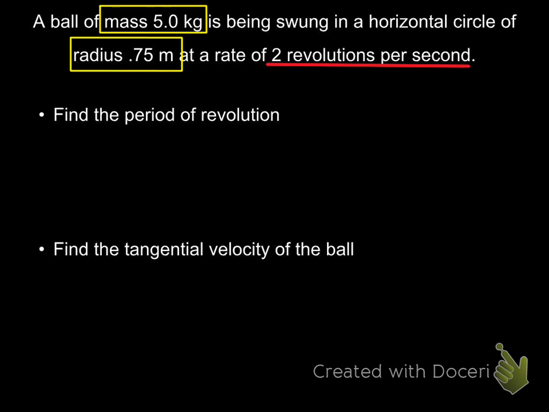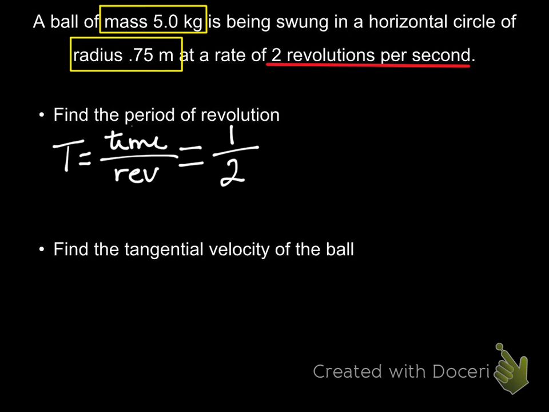So if we look at this first problem, it's asking us to find the period of rotation. Well, we know that period is the time divided by the number of revolutions. Basically, how long does it take the object to go around the circle one time? Well, if we go around 1 second and we can do that twice, then it only takes us 0.5 seconds to go around once. That's our period.